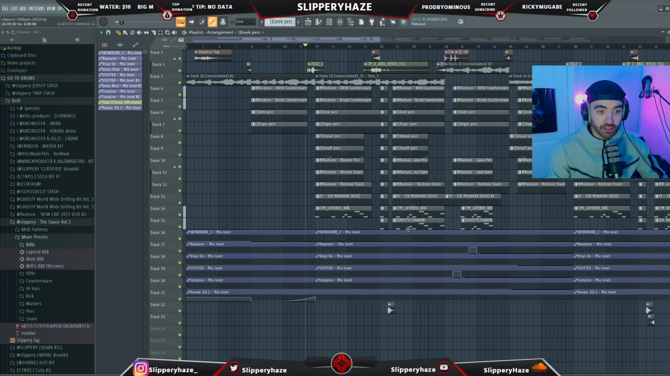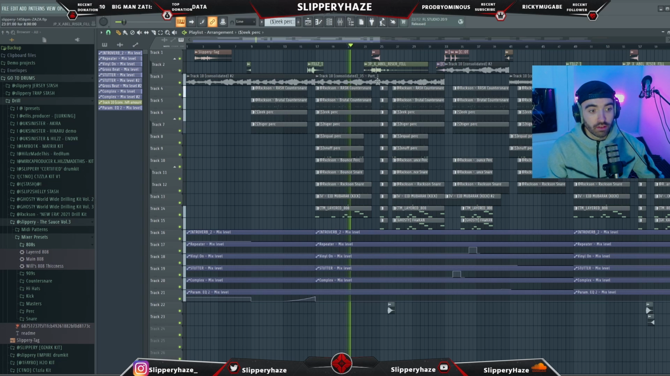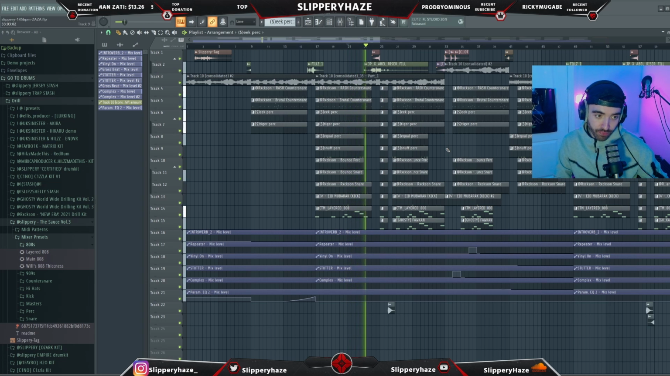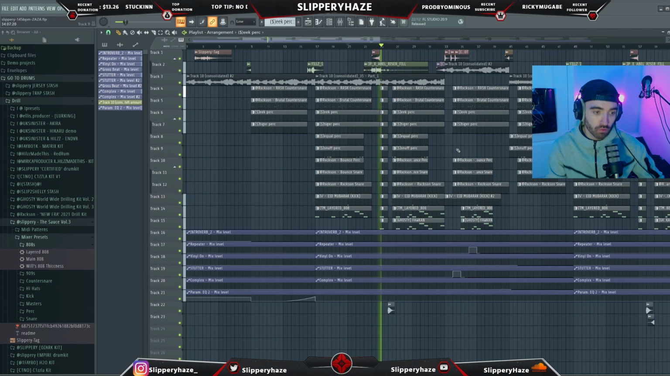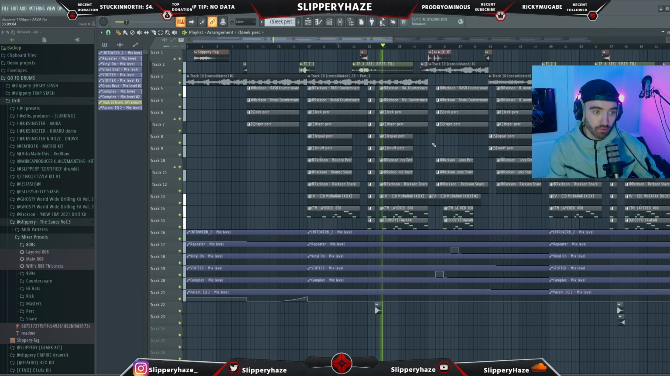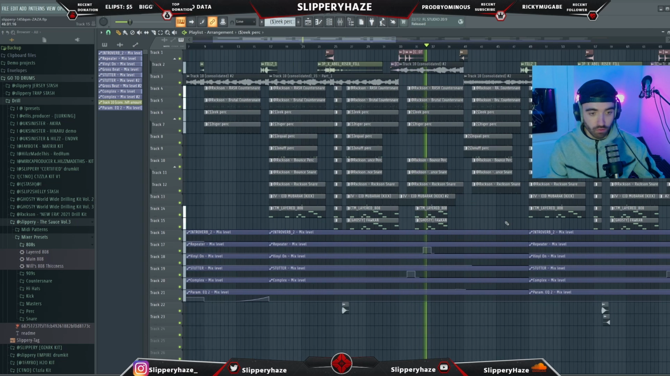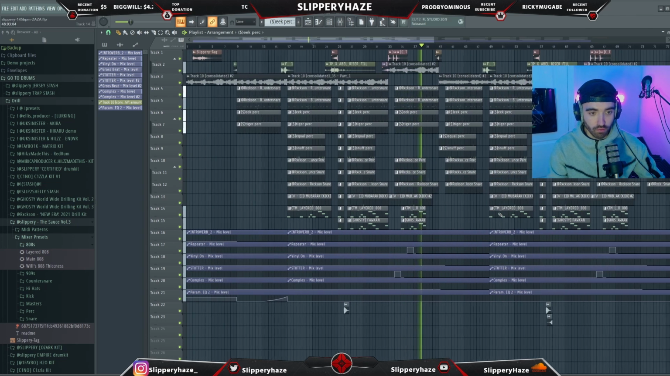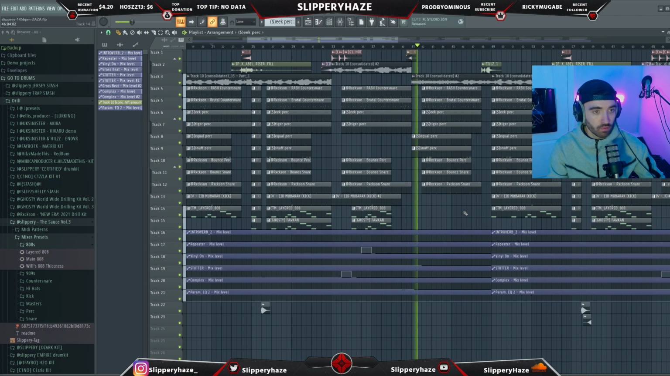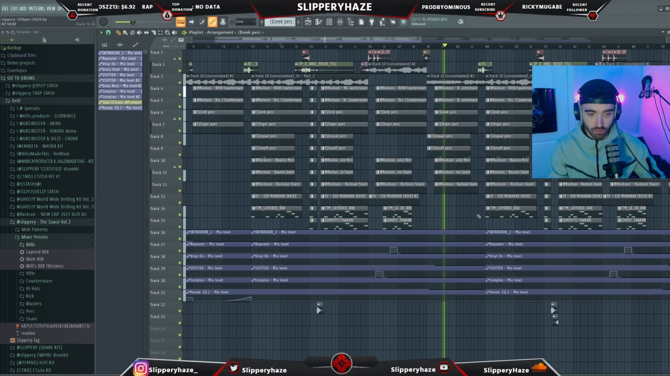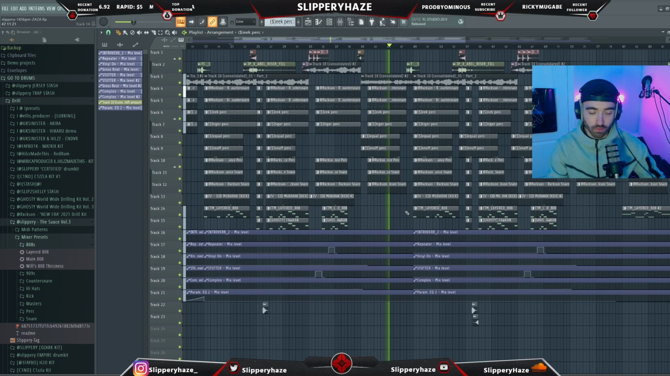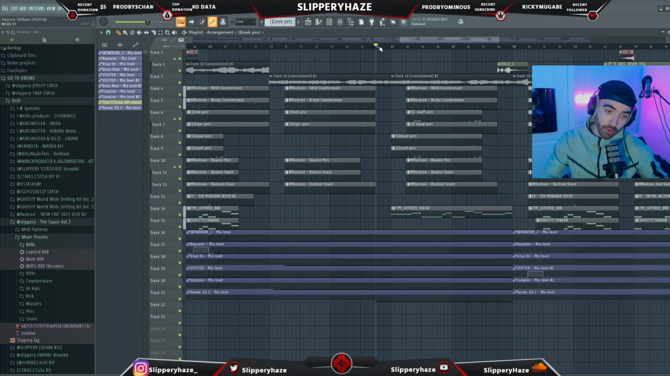So when we come into the hook, we start it without the two 808s layered together. So it sounds like this. And when it comes into the second part, we layer the 808s. And then for this part in the bridge, this is where we bring in the second 808 pattern.